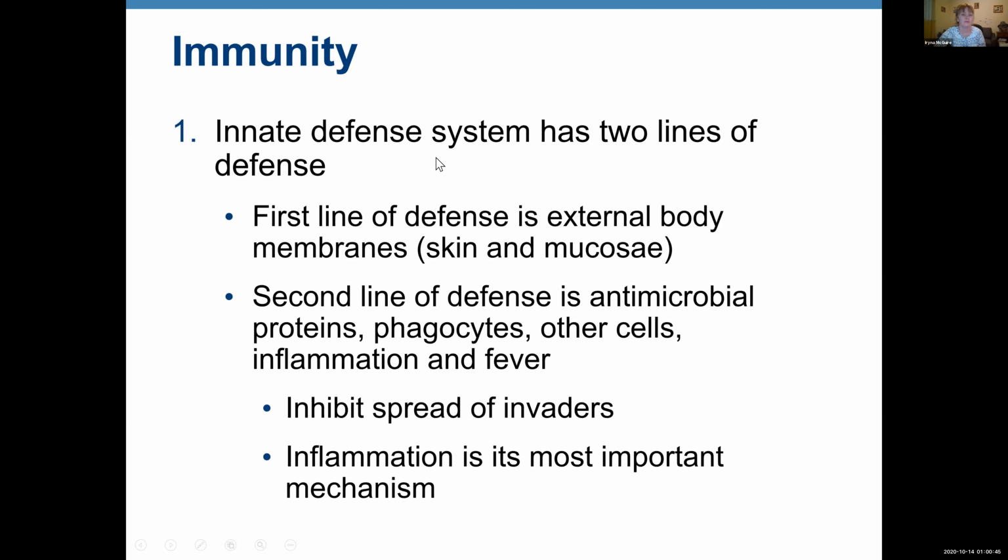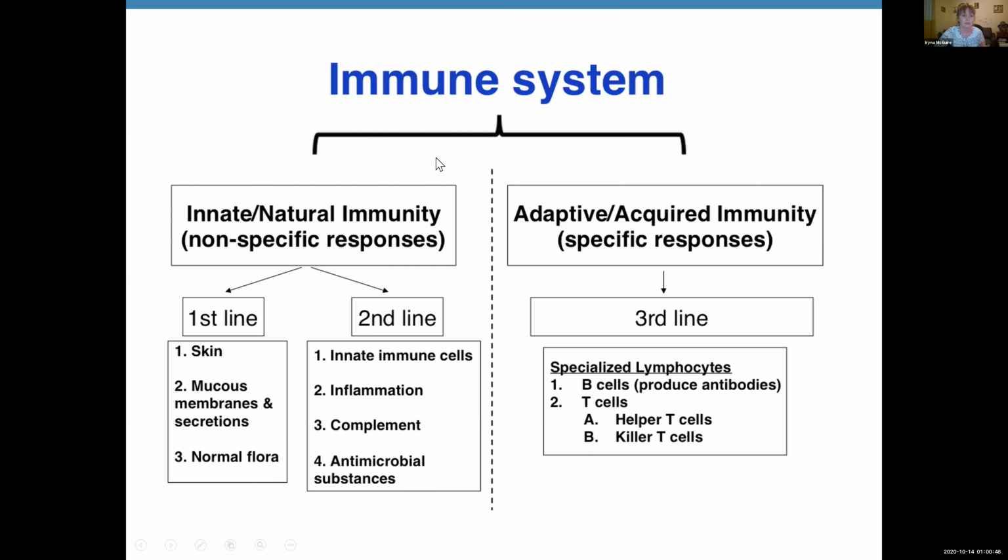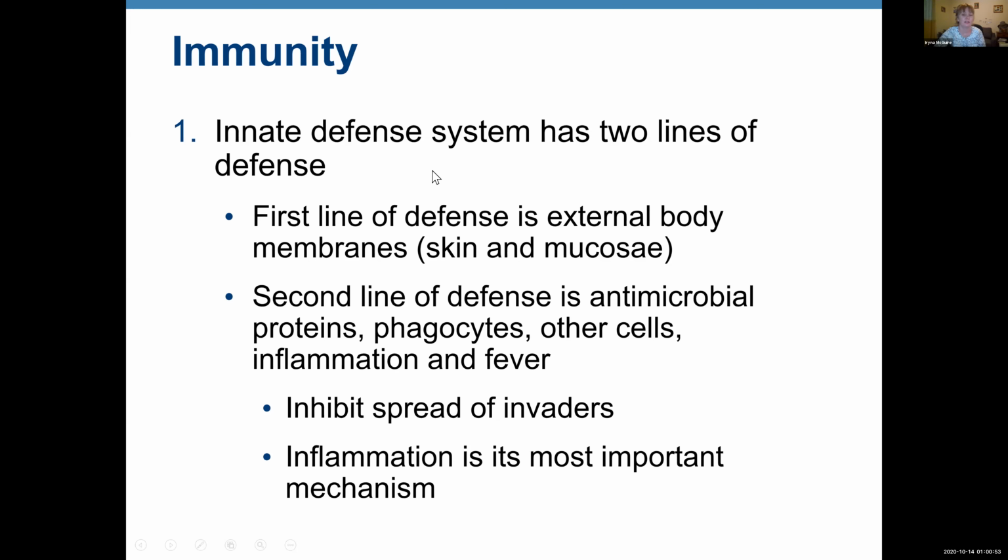So the innate defense system has 2 lines of defense. The first line of defense is the external body membranes, skin and mucous membrane. And I'm reminding you that mucous membrane covers all your open body cavities. The second line of defense is antimicrobial proteins, phagocytes and other cells, inflammation, and fever.